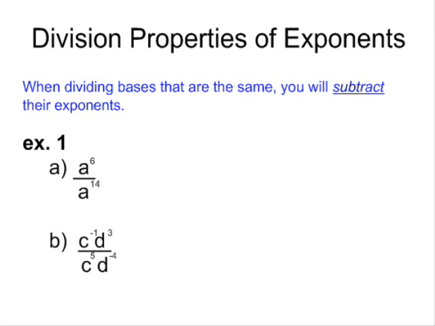When working with quotients and exponents, it's going to be similar to the way that we worked with products and exponents, only this time instead of adding and multiplying exponents, we will be subtracting them. So anytime you divide bases that are the same, we're going to be subtracting the exponents. Let's take a look at example 1a.